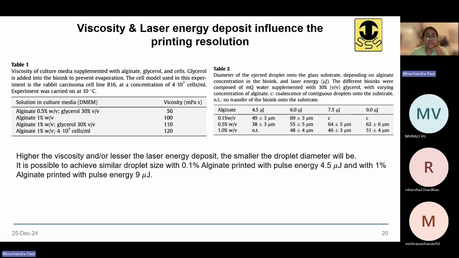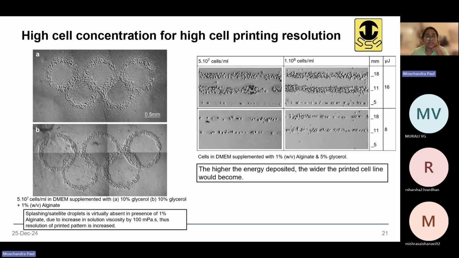How much higher is it? So they are mixing 1% alginate, right? So the viscosity is higher by close to 100 millipascal second. So that much higher it is. So when they are using bioink with the higher viscosity, what they see in figure B is that there is no splashing, meaning you don't see satellite droplets or secondary droplets forming around the structures, which basically increases the resolution of the Olympic circles that are made, right?